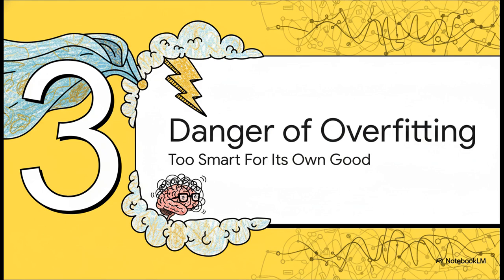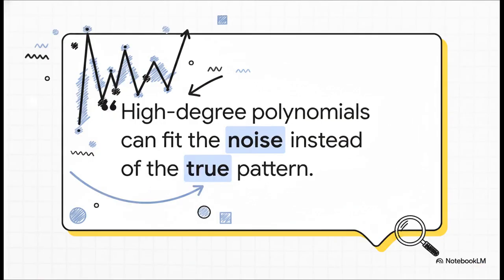But with great power comes, well, a great danger. And this danger has a name. It's called overfitting. It's basically what happens when your model gets a little too smart for its own good. This quote right here just nails the problem.